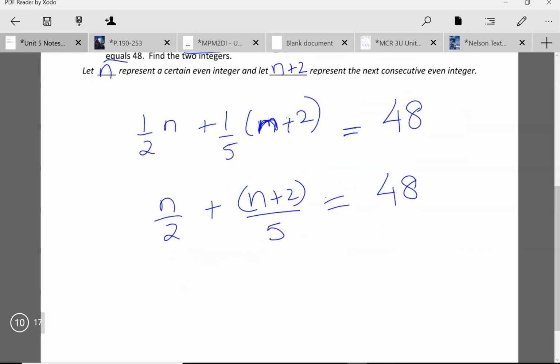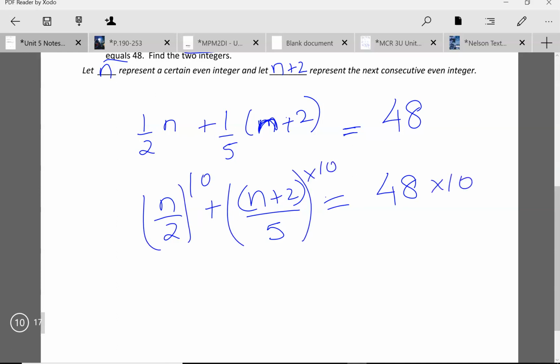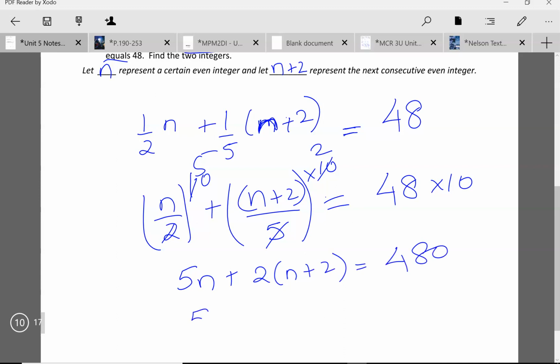Again, I'm just going to look: okay, the lowest common denominator is 10. I am going to multiply everything by 10. This is 5n, plus 2 bracket n plus 2, equals 480. Use the distributive property here.